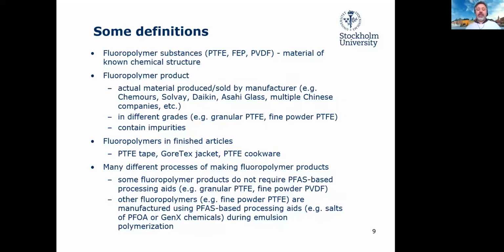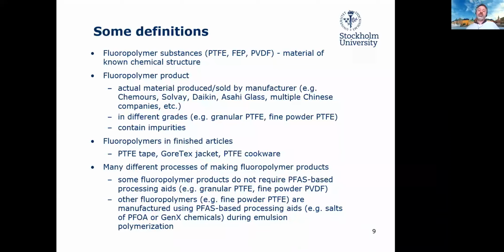And there are many different processes of making the fluoropolymer products. Some of these grades of the fluoropolymer do not require you to use a PFAS-based processing aid. So during the manufacture of PTFE, the reason PFOA is in there is because you need to use PFOA in certain grades of PTFE, like the fine powder PTFE. You have to use PFOA or the ammonium salt of PFOA to make the material. But in other cases of PTFE, like the granular PTFE, you don't need to.